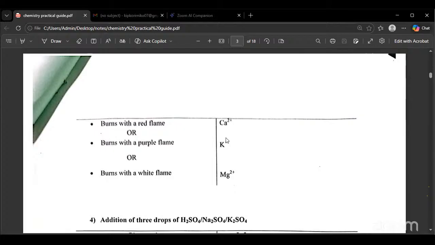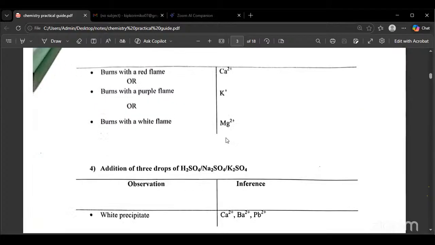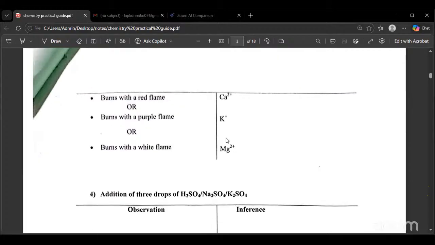White flame, magnesium. There are others that I've left out, like copper, which is green. So there are very many, but I'll share them. But the flame test is normally the one that brings problems, especially with students.